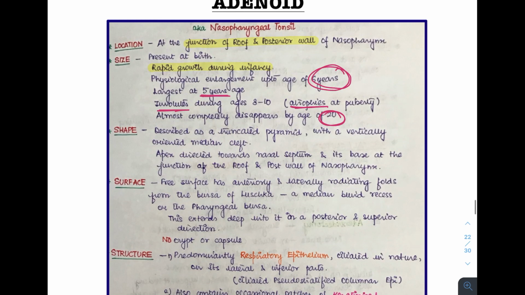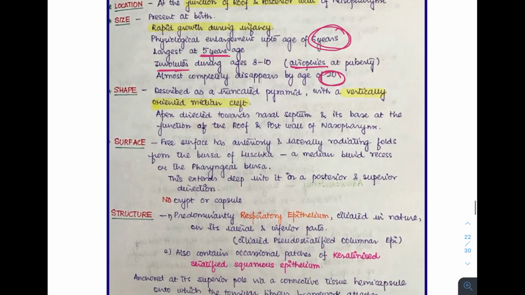Now this adenoid is shaped like a truncated pyramid with a vertically oriented median cleft. This is a very important surface anatomy of the adenoid. It has a vertically oriented median cleft. This is how you identify it when you are seeing it through an endoscopic picture. Its apex is directed towards the nasal septum and its base at the junction of the roof and posterior wall.